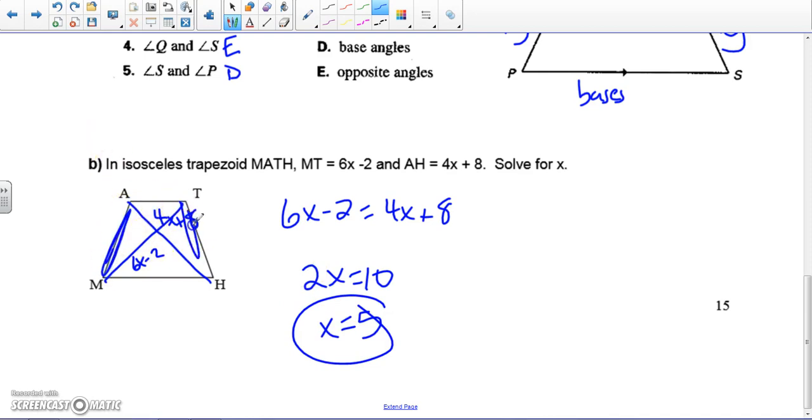Alright, isosceles trapezoid, the legs are congruent. So the legs are here and here, and the diagonals are congruent. So a few more rules, things that will be helpful in some of these algebraic questions. All right, last thing for this whole unit.